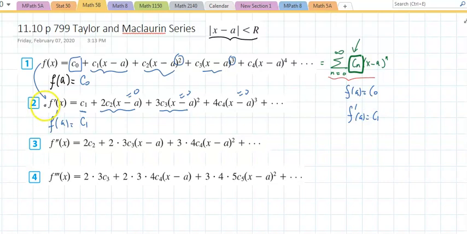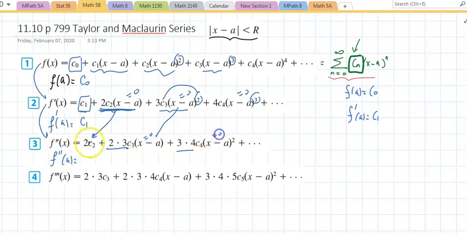Now, if I take another derivative, the derivative of c sub 1 is a 0. The derivative of that term is right there. Here, bring the power down, 3 times 2. Bring the power down, 4 times 3, all the way down. And if I take the second derivative evaluated at a, wouldn't that be a 0 and that be a 0? I'm left with 2 c sub 2.